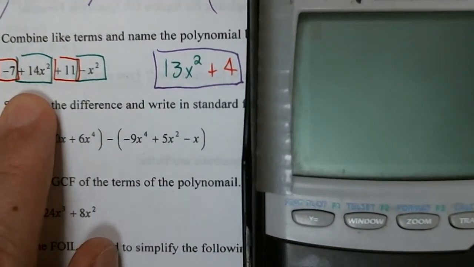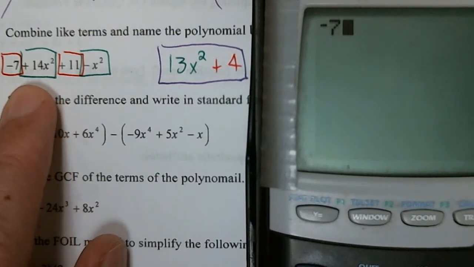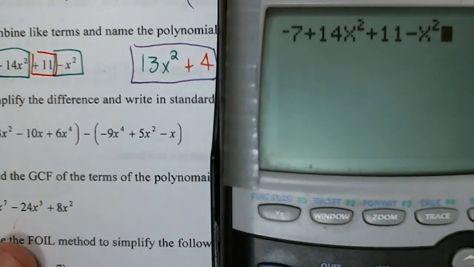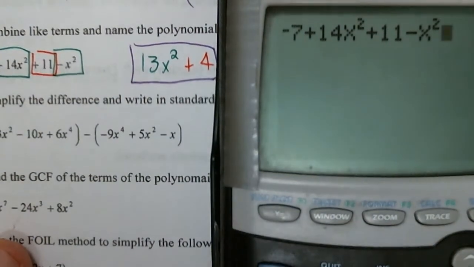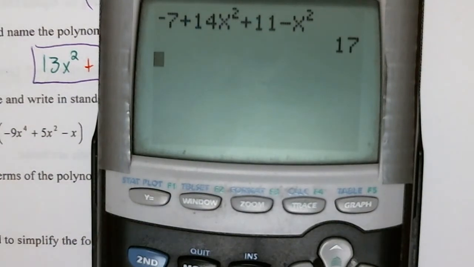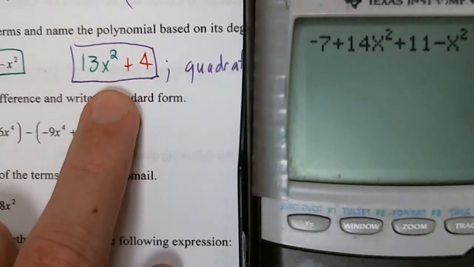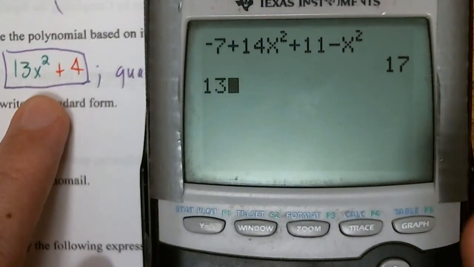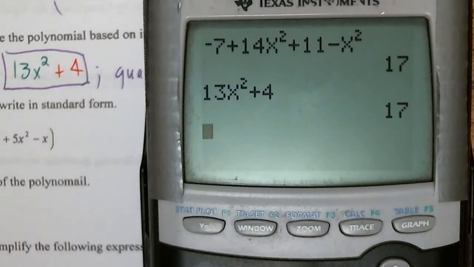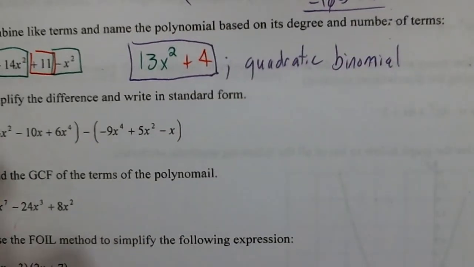We're using x's here, so I'm just going to type in my expression. Negative 7 plus 14x squared plus 11 minus x squared. I do not care what this number is, and you can use this trick next year in advanced algebra as well. I just want a number, 17, whatever, don't care what the number is. Let's type in our simplified answer, 13x squared plus 4. That better equal 17, guys. That's a winning lottery ticket in your pocket. Anytime you simplify algebra, you can use this little trick. It's a wonderful tool. Okay, so don't forget that.